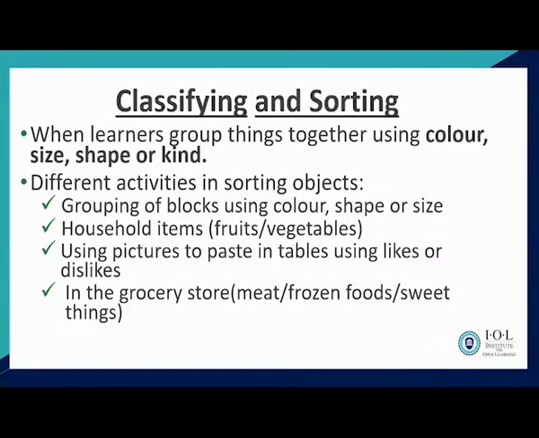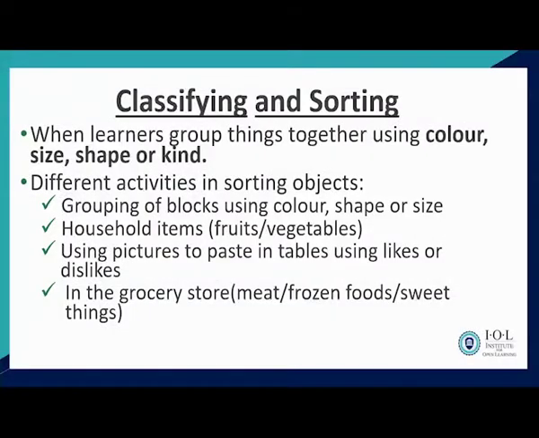What are classifying and sorting? Learners group things together using color, size, shape, or kind, exactly what I explained earlier, and we do it practically. We take objects with the same color, objects with the same size, objects with the same shape, or objects of the same kind. Like if I have a worksheet with animals and people, same kind. People go together, animals go together. Or dresses and trousers. Dresses go together and trousers go together.